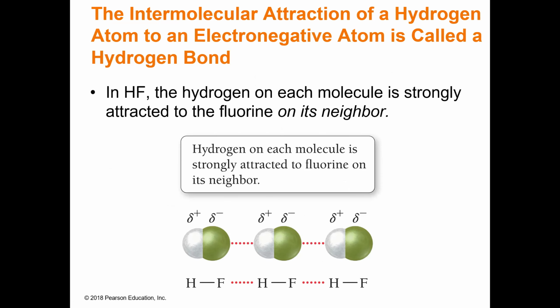In HF, the hydrogen atom is strongly attracted to the fluorine atom of a neighboring molecule. This is why HF boils at a much higher temperature than expected for such a small molecule. In biology, similar strong hydrogen bonds stabilize the shapes of proteins and nucleic acids.